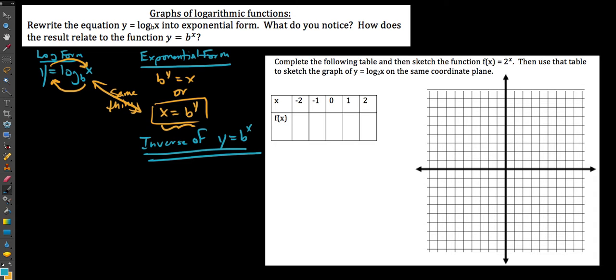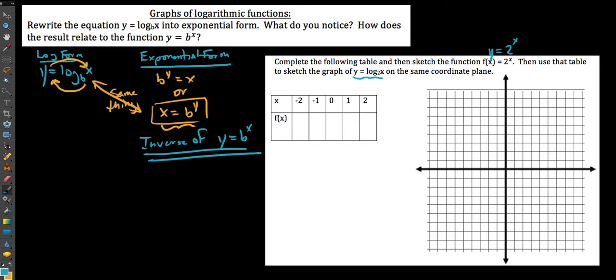In order to get an idea of what this looks like, I'm going to have us complete the table for the function y equals 2 to the x. We're going to look at the graph of an exponential function and then use that table to sketch the graph of y equals log base 2 of x, which would be the exact inverse of y equals 2 to the x.